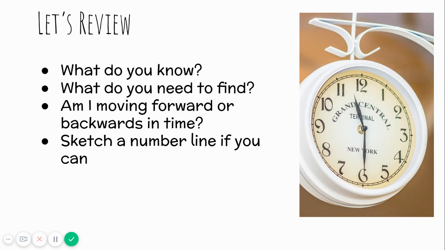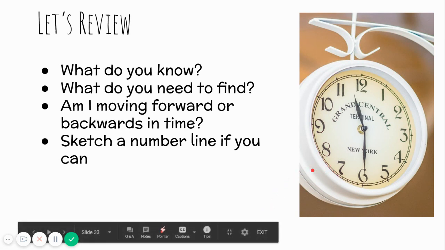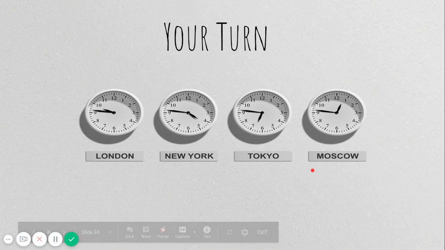And you need to ask yourself these questions while you solve. What do I know? What do I need to find? Am I moving forward or backwards in time? And sketch a number line if you can. The number line can definitely help make it more concrete and less abstract. It's easier when you can see it.